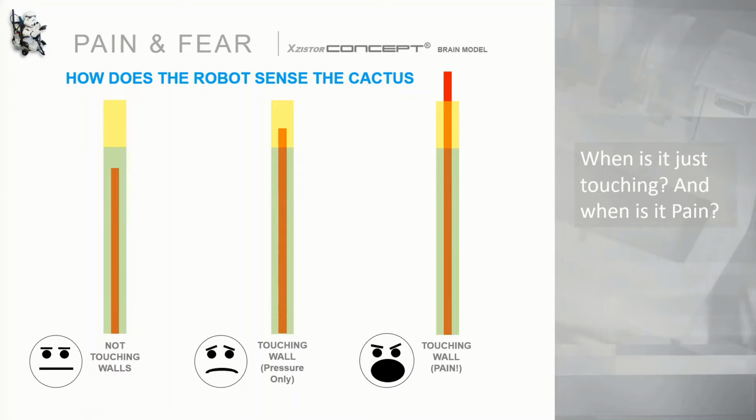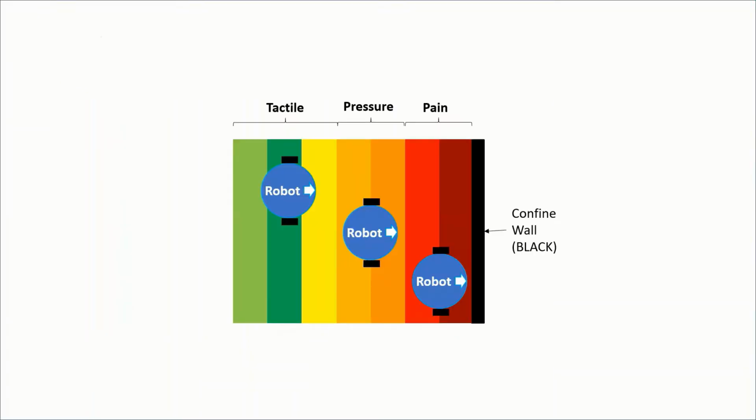And what we do is we use a few simple rules in terms of the distance that the robot is from his confined walls. If we look at that image there, the confined wall is the black line there. If we come over to the left and we see the green area, this is where the robot is still some considerable distance from the wall. And that's where we say he will just feel a tactile sense, so he'll just feel he's touching something.